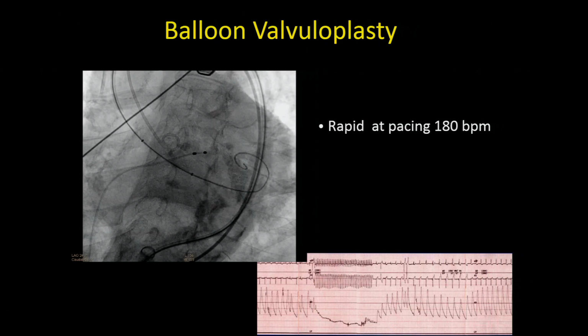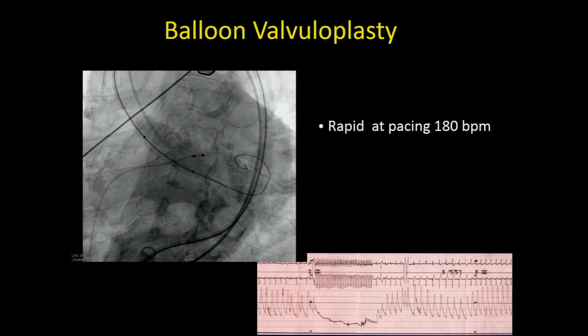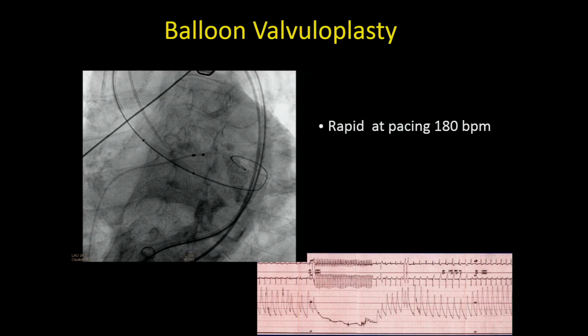This is an example of a balloon valvuloplasty. In maybe about 50% of cases, the valve is really, really tight. And before you can deliver the new valve, you have to stretch the old one out to be able to accommodate the delivery of the system.